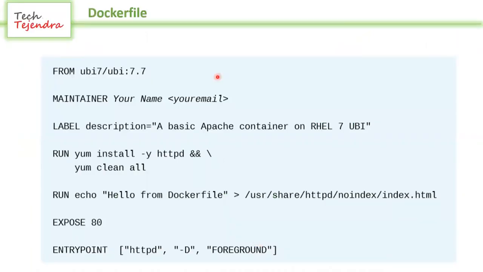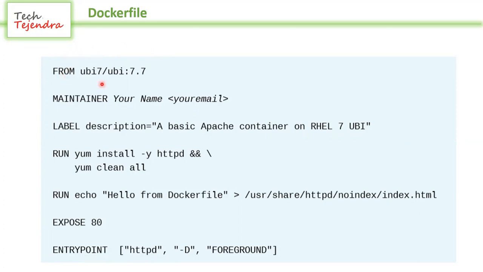So what is a Dockerfile, and how do we create our images? We create our images by using the Dockerfile. It is a kind of configuration, or you can say the commands, to create your own container image. So here is an example.